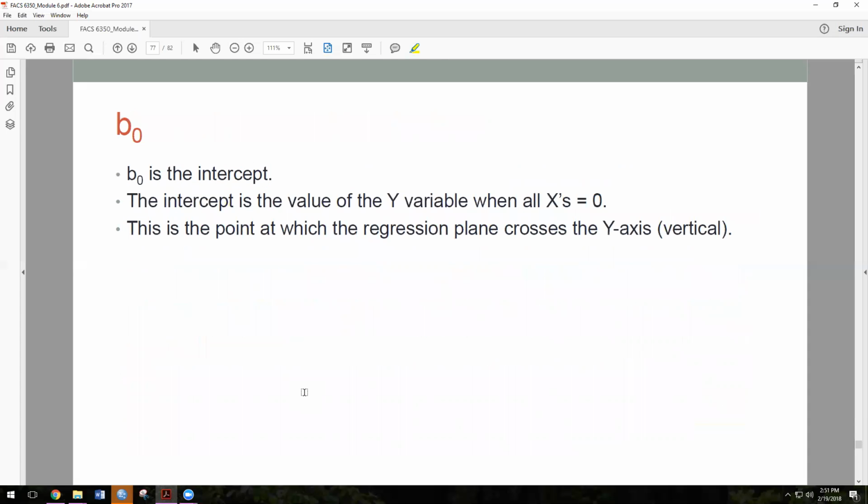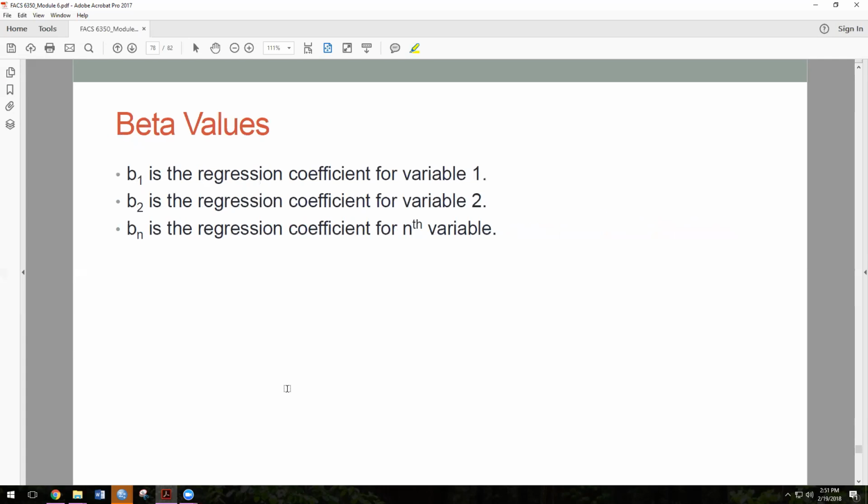So our B0 is our intercept, and it's the value when all of our x's are 0. And this is the point where the line crosses the y-axis. So I can have B1, B2, Bn, all the way up to however many variables I put in my regression equation.